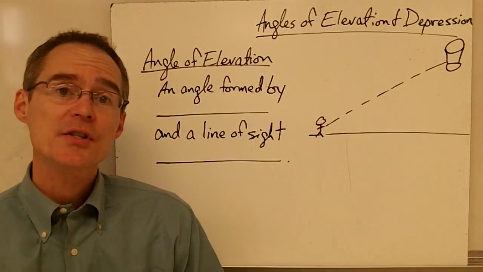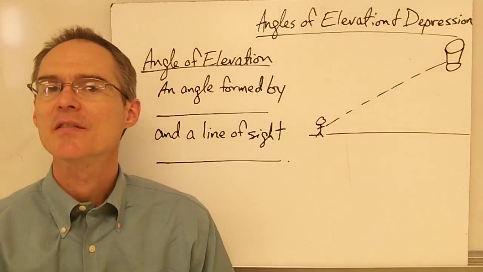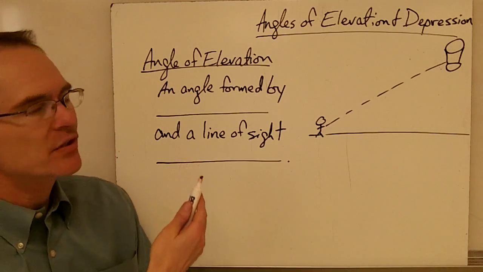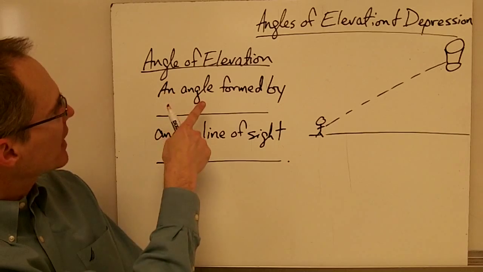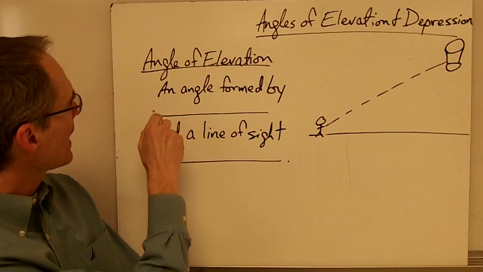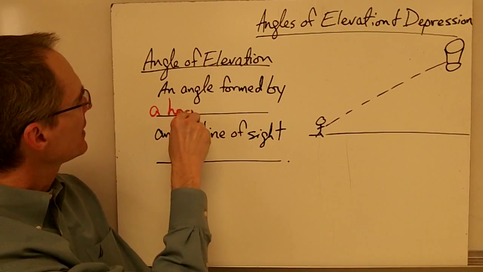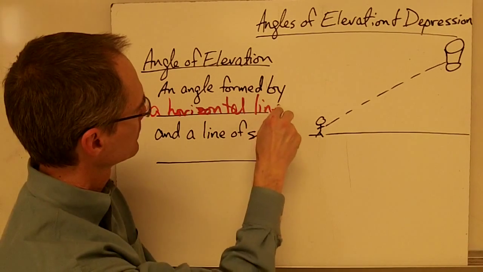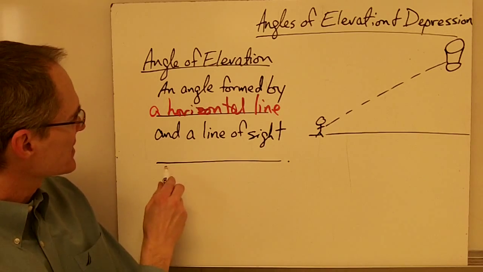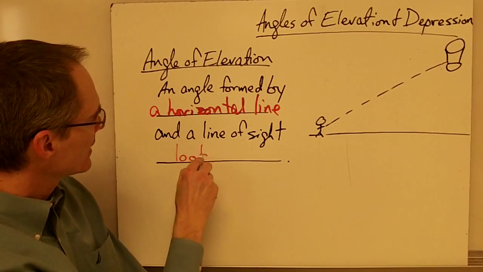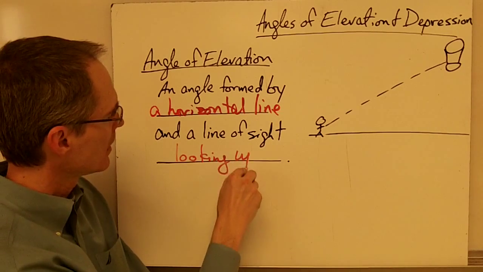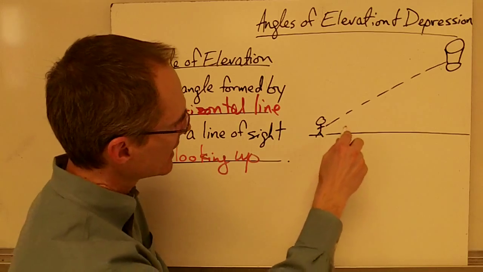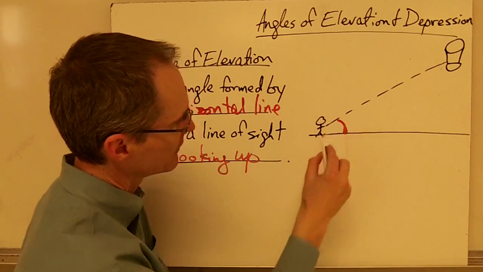Okay, in this video we're going to take a look at some word problems involving angles of elevation and angles of depression. So first let's take a look at the definition of angle of elevation. An angle of elevation is just an angle formed by a horizontal line and a line of sight looking up. So in this picture right here you have in your notes, here is my angle of elevation.